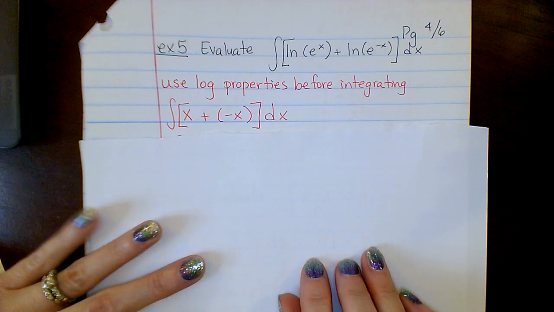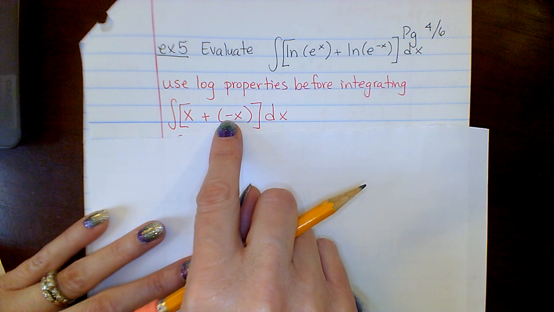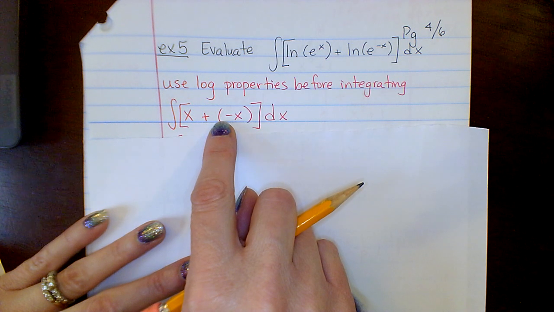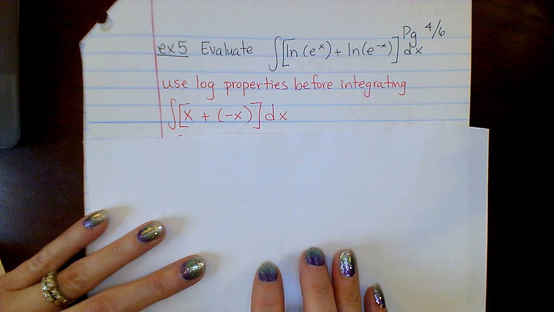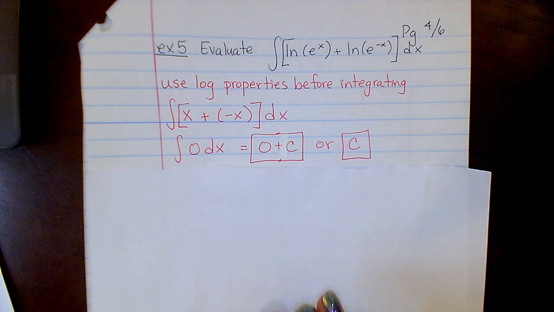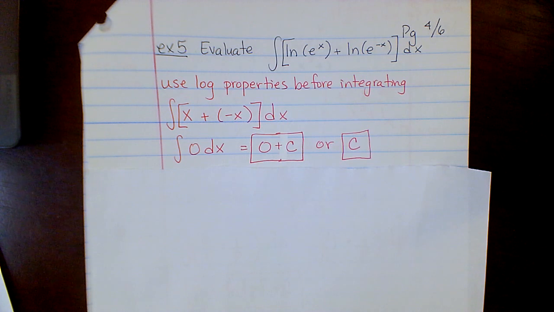So this is nothing more than the integral of x plus -x. Well, what do you get if you add those together? Those are like terms, so you can add them. That's just 0. What's the integral of 0? Well, the integral of 0 is just going to be 0 plus c, or just c, because we know that the derivative of a constant is 0. So the integral of 0 is just a constant.